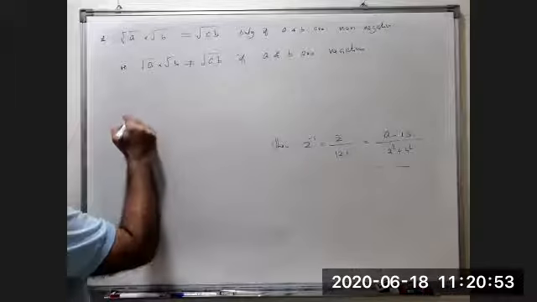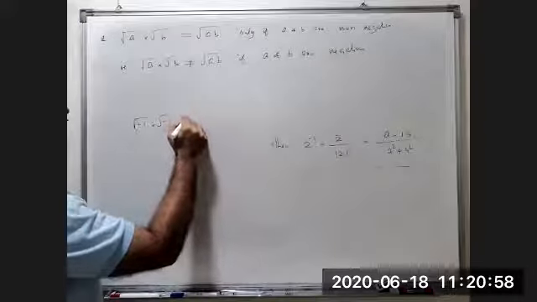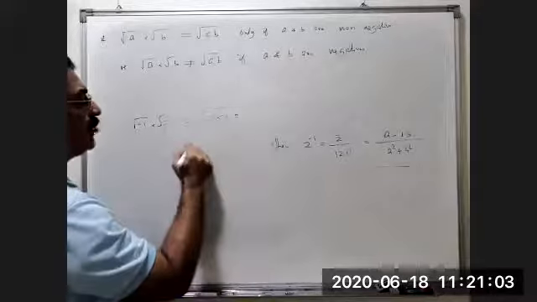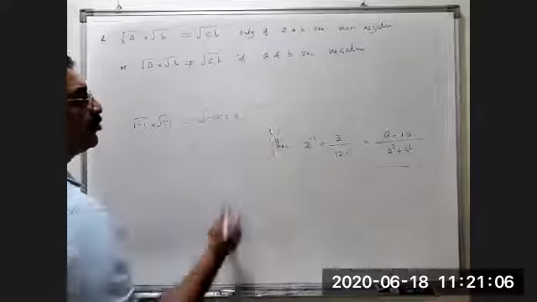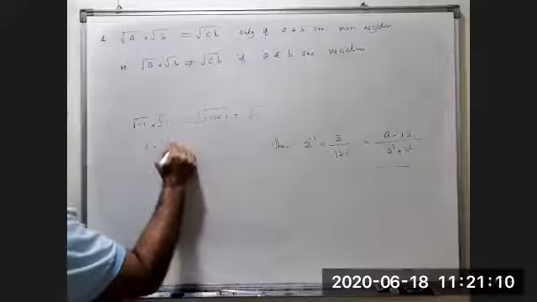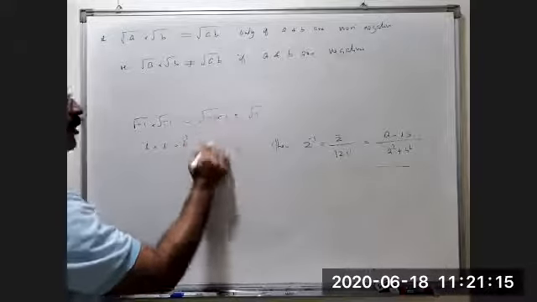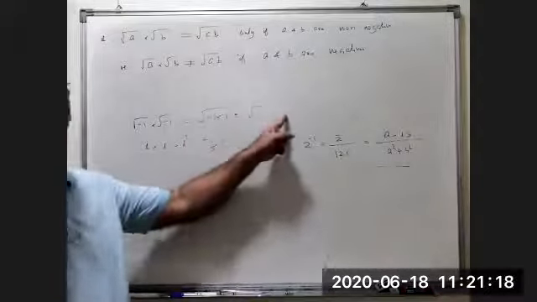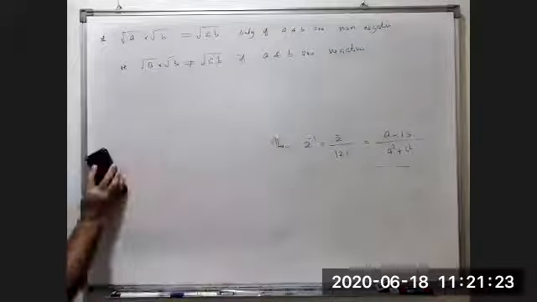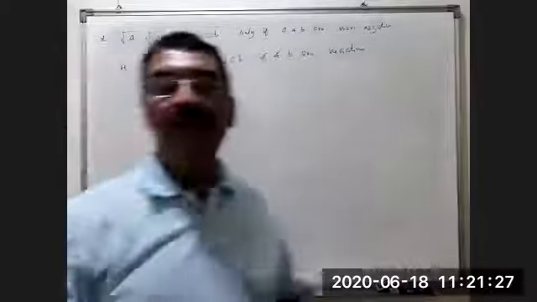See, for example, root of -1 and root of -1. We cannot take it as root of (-1 into -1). Because -1 into -1 is root 1. But root of -1 we know is I, so I into I is I square, and that is -1, whereas here we get 1. So it is not possible. So remember, root A into root B is not equal to root AB if A and B are negative.